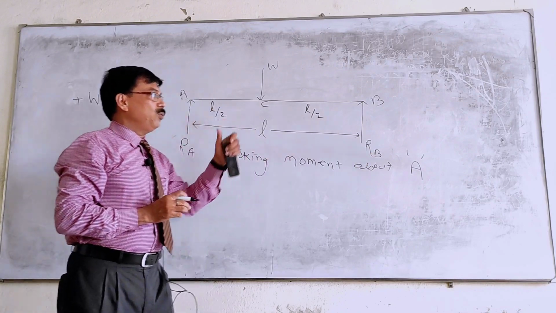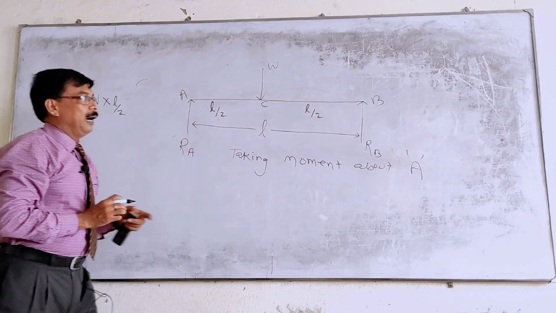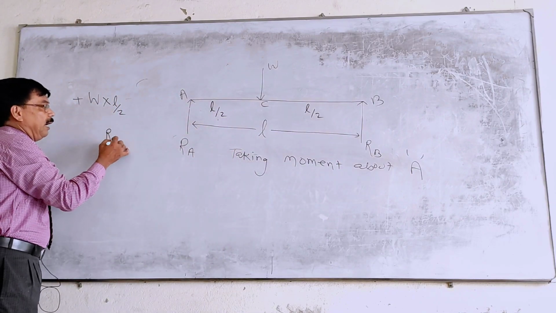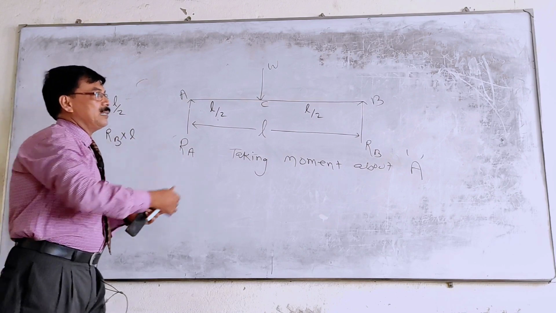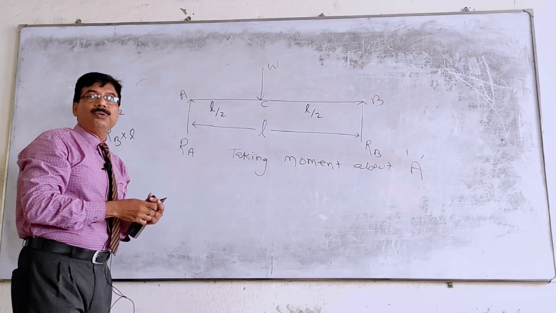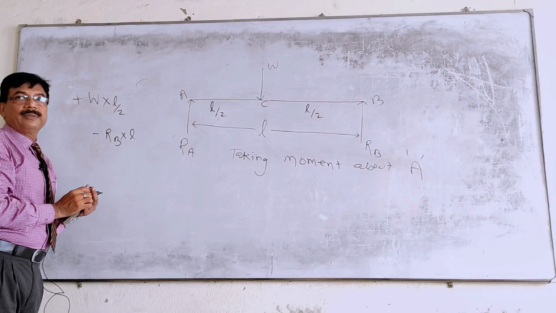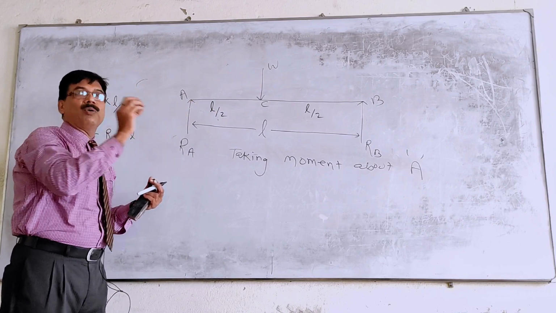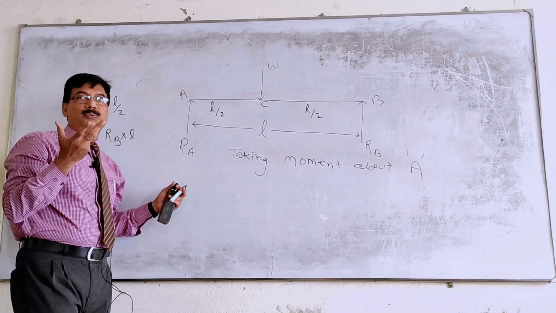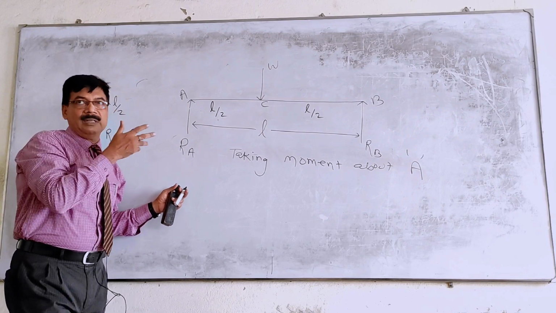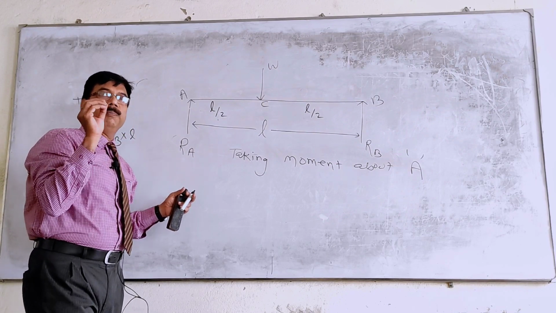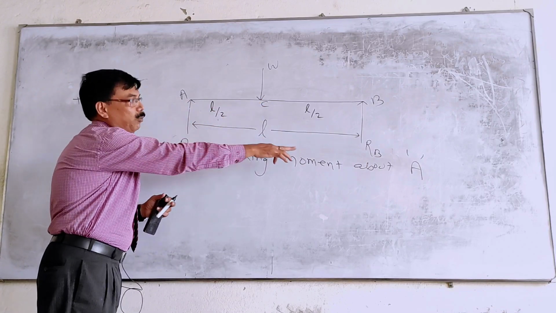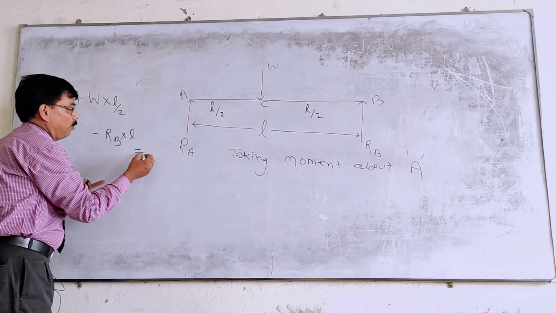Then the moment of RB about A. RB is the load and the perpendicular distance is L. So the moment of RB about A is RB into L, and the direction is anticlockwise, so it will be taken negative. The system is in equilibrium, so the algebraic sum of the moments of all the forces about the point will be 0. It is the equilibrium equation we use in mechanics. So the moment of W and the moment of RB sum to 0.